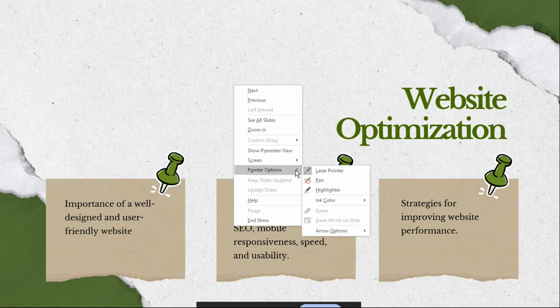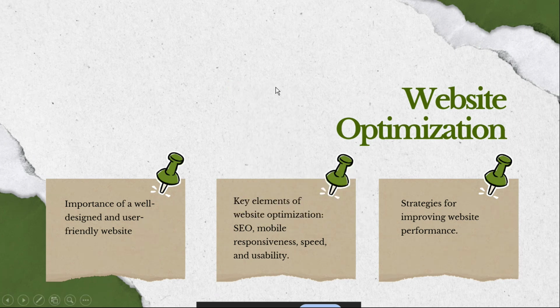So let's quickly review the process. Start the slideshow with F5, hold Ctrl, right-click, choose Pointer Options, and then select Laser Pointer. That's all it takes to activate the red laser pointer in PowerPoint. It's simple, fast, and once you know where to find it, you can use it in every presentation to look more confident and polished.